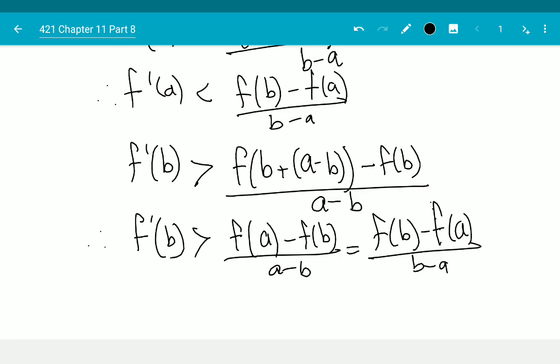And therefore, using that as the middle term, I get f prime of a is strictly smaller than f prime of b as required. Okay, I'll stop this part here. We'll look at some lemma and a couple more theorems in the next part.